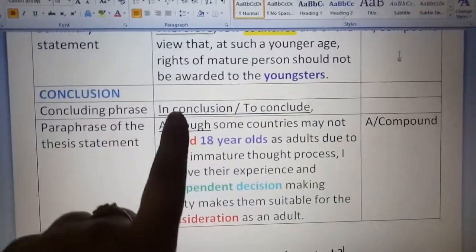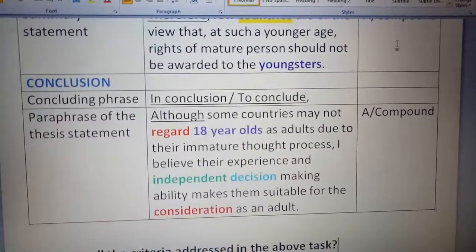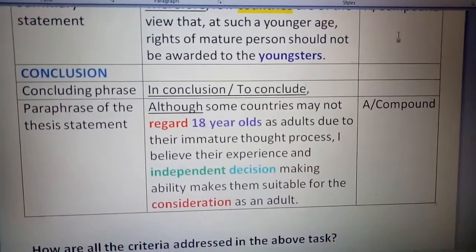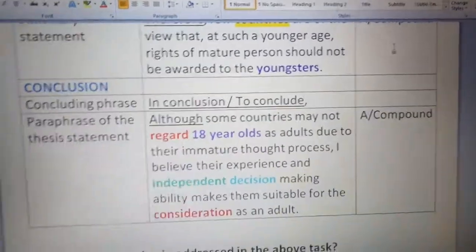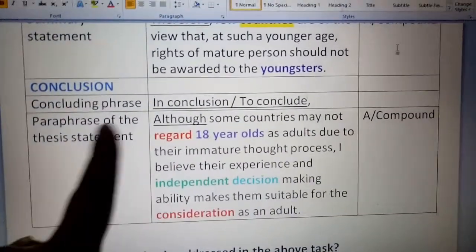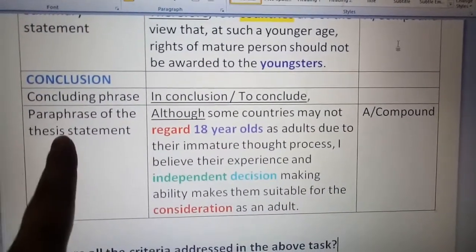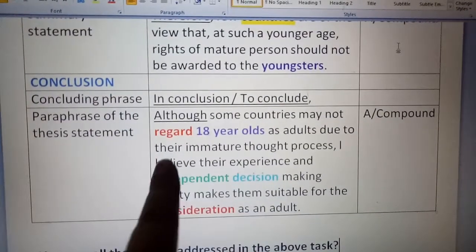Conclusion. The concluding phrase should be in conclusion or to conclude. Try not to use any other like to recapitulate or to sum up. So these two are better. You may use any one of these. Paraphrase of the thesis statement is the part of conclusion.